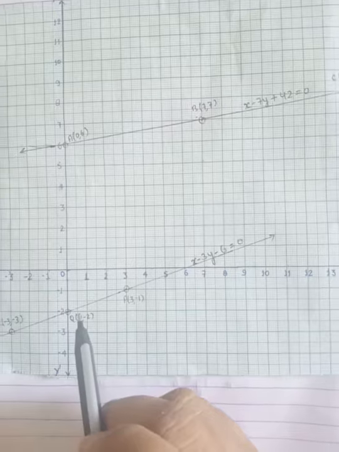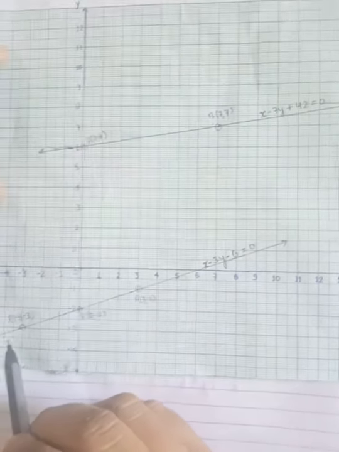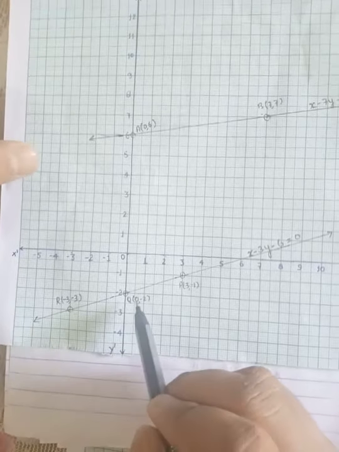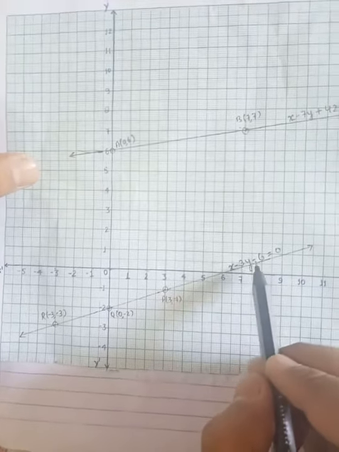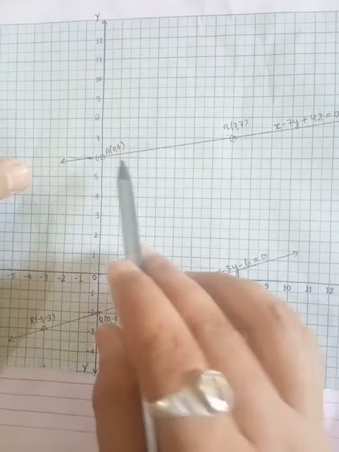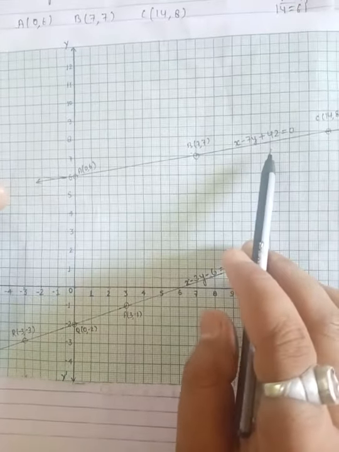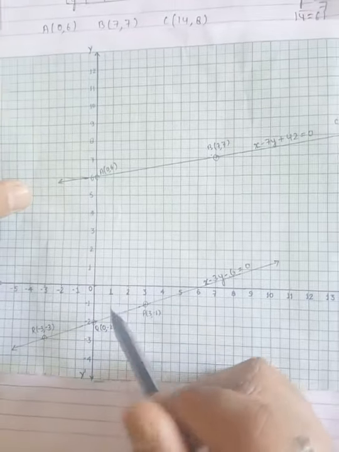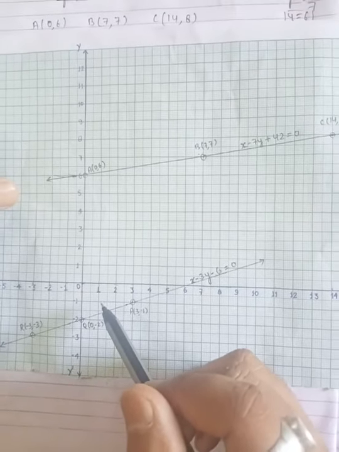So this is the second line, x minus 3y minus 6. We got this one from equation 2, and the other one from equation 1. So this is the graphical representation of the first question.